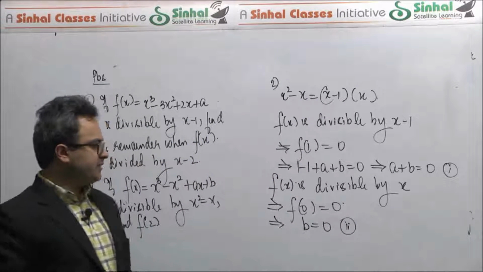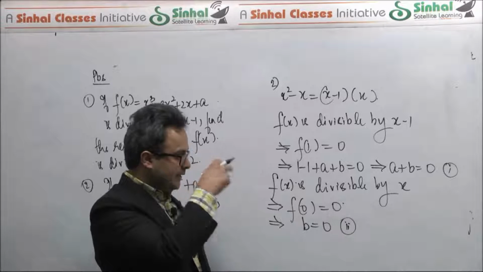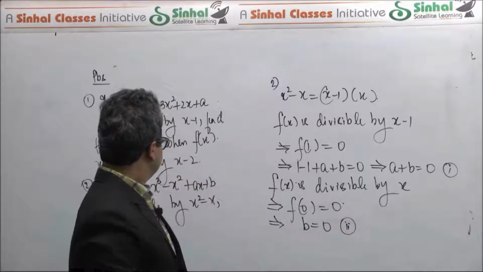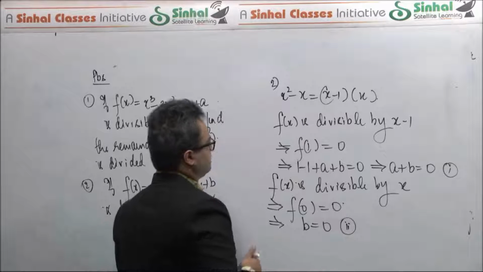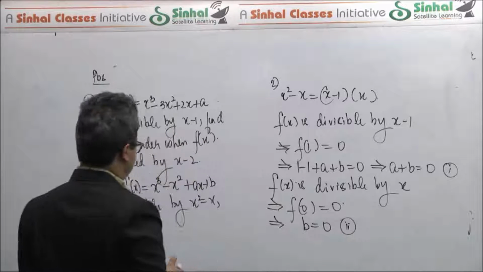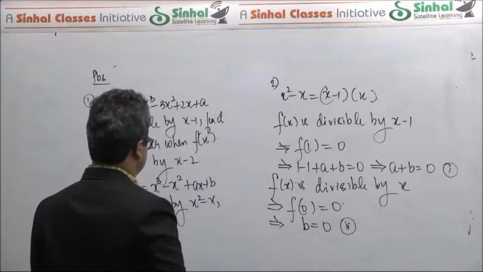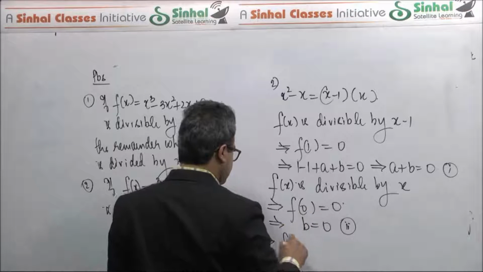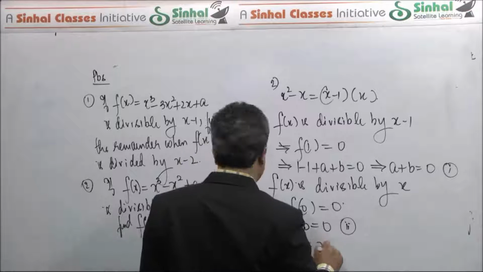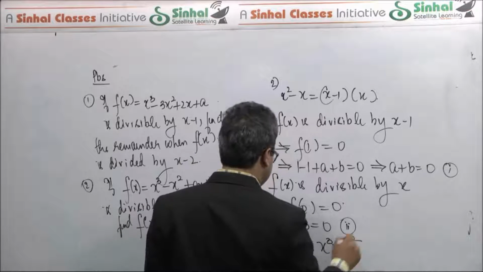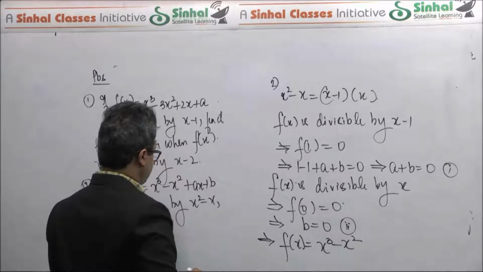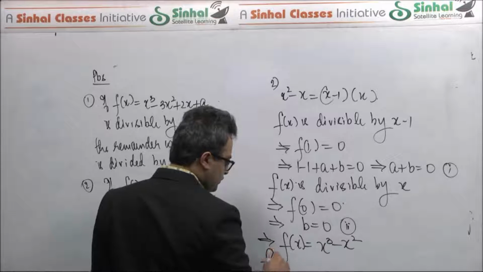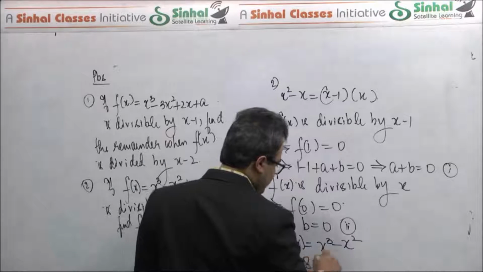Right, so the second condition simply gives b as 0, and a plus b was already 0. So a and b both will have to be 0, which means that f of x is simply x cubed minus x squared. And now we've been asked f of 2, so f of 2 must be 8 minus 4, so that is 4.